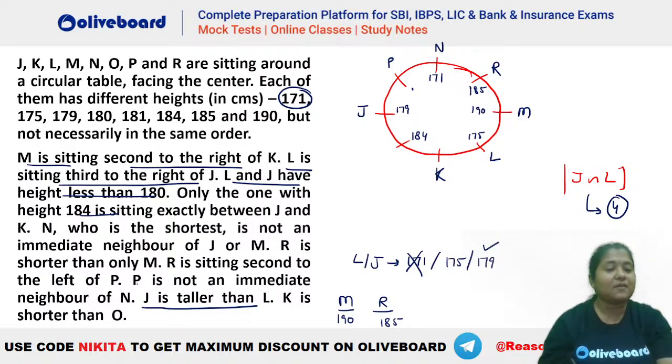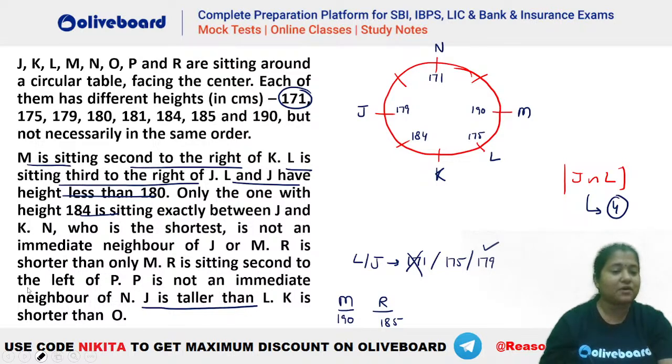Now what is given? P is not an immediate neighbor of N. So you can see this is not a possibility to place, isn't it? Because P cannot be a neighbor of M. So P and R cannot be here. So that means you will have to utilize these two positions here, isn't it? Because here you cannot have a P neighbor of R, right? This is given here. P should not be a neighbor of N. So P cannot be this person. Okay, so now we will have to utilize these two positions for your P and R.